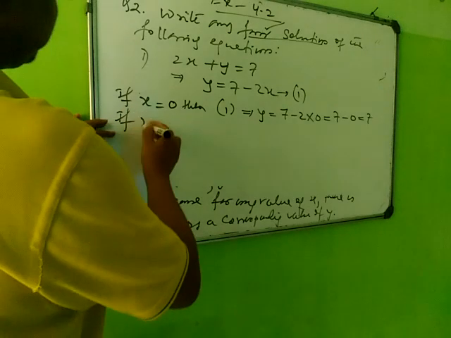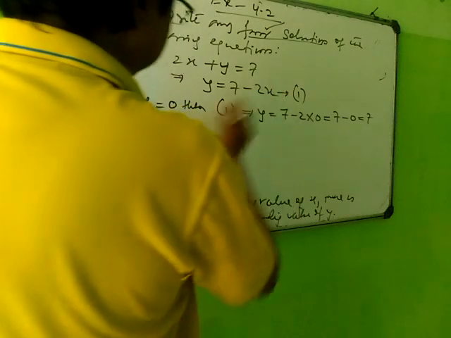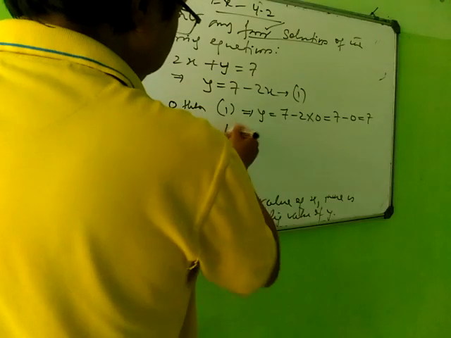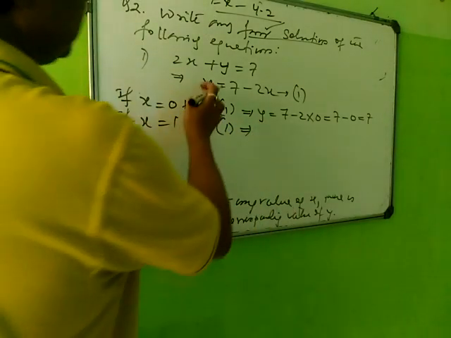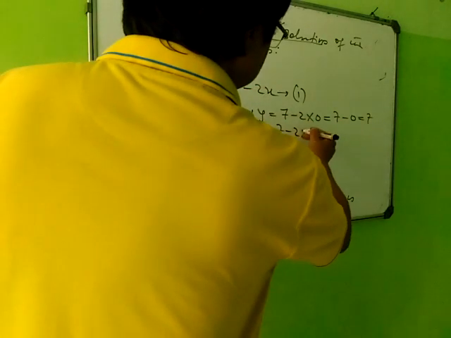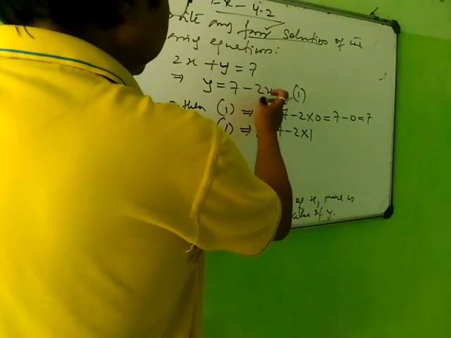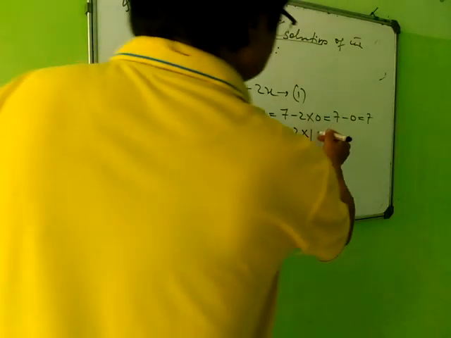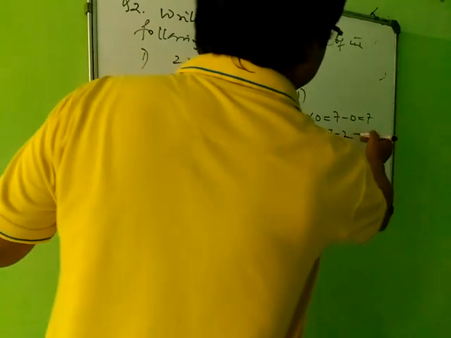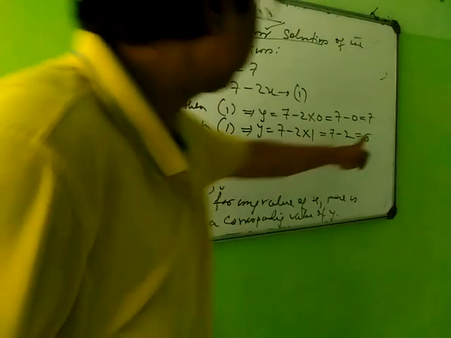Now again, you take x as 1. Then from equation number 1, y equals 7 minus 2 into 1, so 7 minus 2, which is 5. That means you have got the second solution, 1, 5.